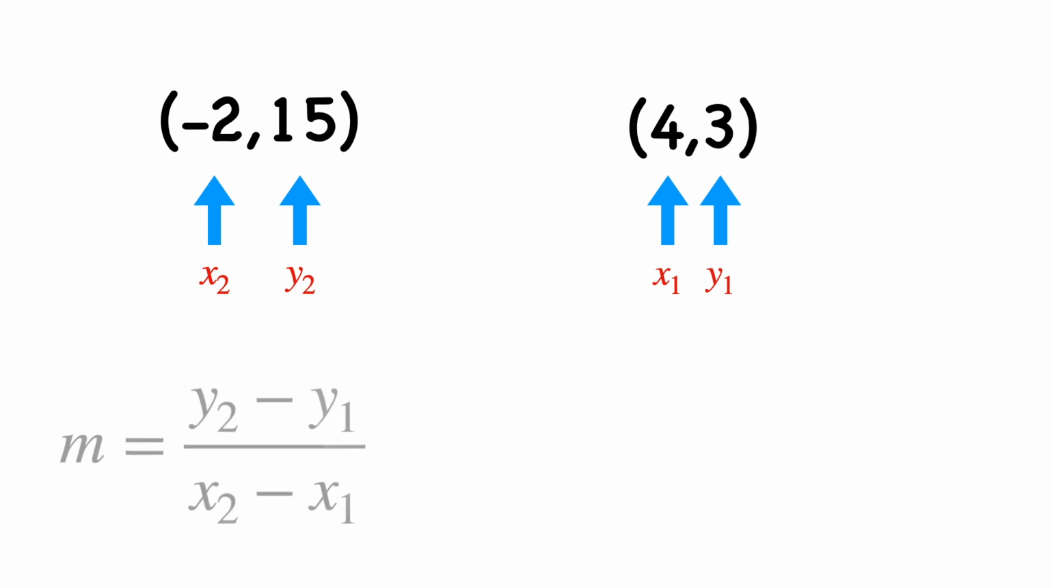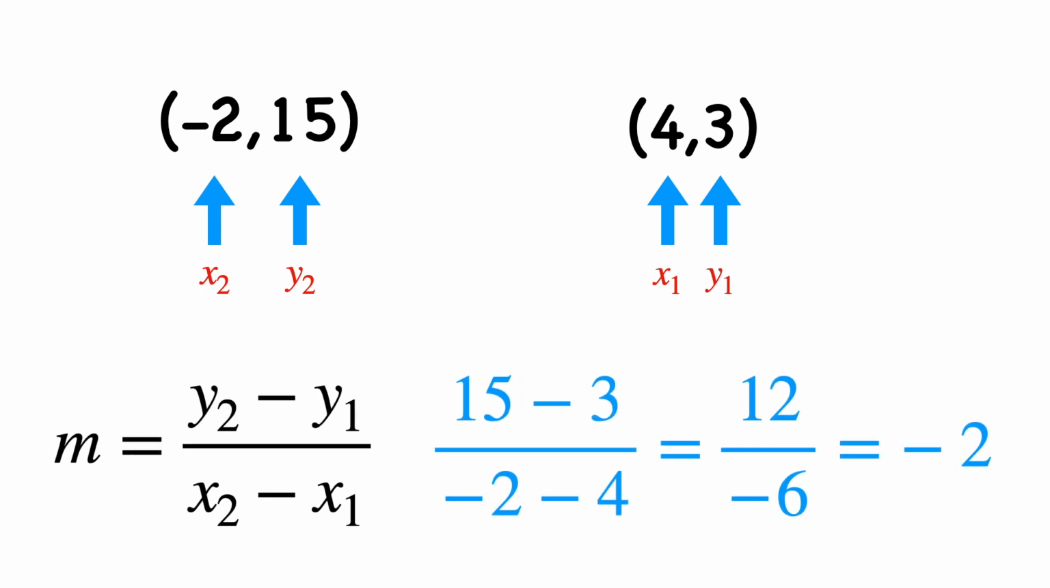Let's use Walt's tip and label (4, 3) as x1 and y1. We will then label (-2, 15) as x2 and y2. Following our formula, we will write out 15 minus 3 over -2 minus 4. That gives us 12 over -6, which simplifies to -2.